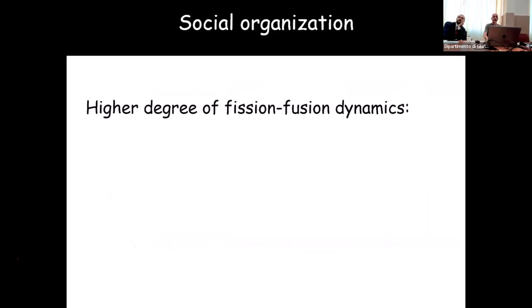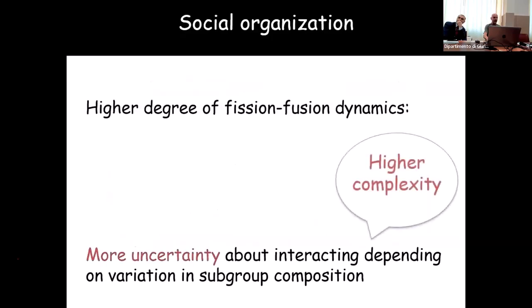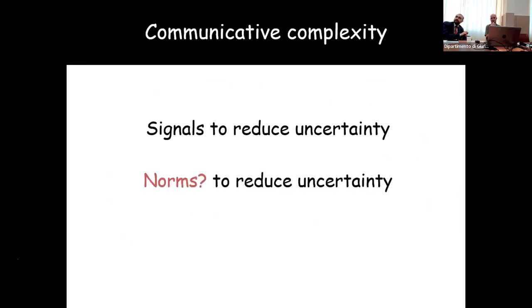So a higher degree of fission-fusion dynamics gives more uncertainty about interacting, depending on variation in subgroup size. And now we go to one element, a way of dealing with this complexity, which is community complexity. Here you expect that there should be signals to reduce this uncertainty. And now I'm going to try to push it to norms. The signals could be norms, or could be linked to norms, to reduce uncertainty.